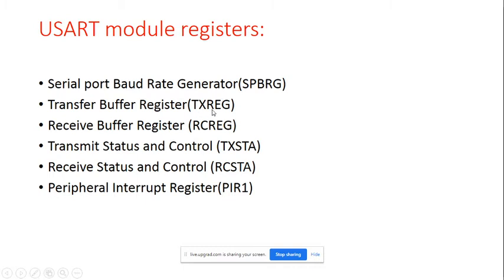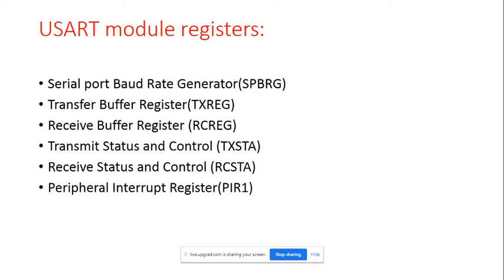Now we are saying that we want to transfer data from one device to a second device. For example, the first device is a PC and the second device is our controller, the PIC 18F4520. Now I want to send data from the PC to the other side. Whatever data I want to transmit, I must place somewhere, and that register is called the transfer buffer register. Whatever 8-bit data I want to transmit, I first place into this register, the transfer buffer register.